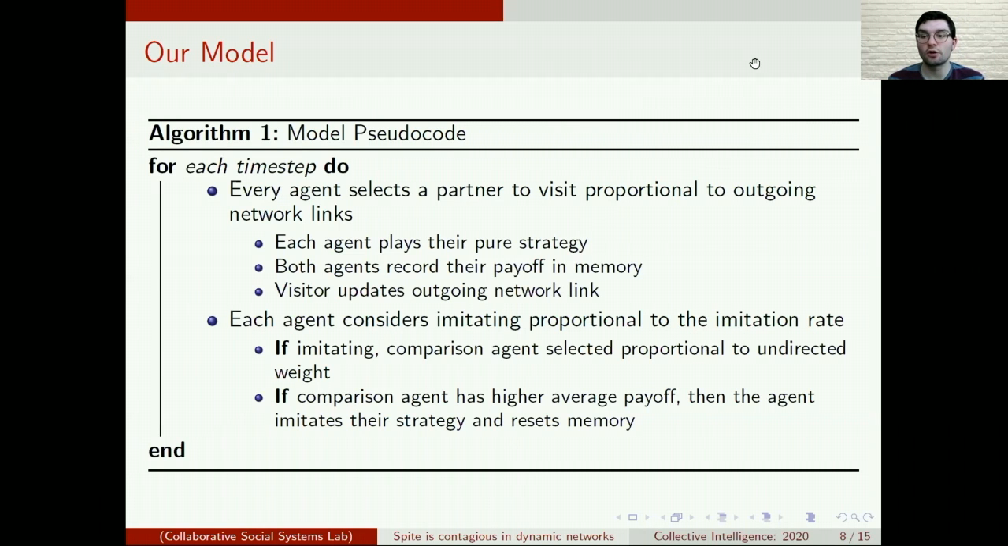Here is the model written out in word form. And again, just to highlight the key things: each agent gets a chance to visit someone in each round, and then at the end of each round, agents may imitate someone who has done better than them.